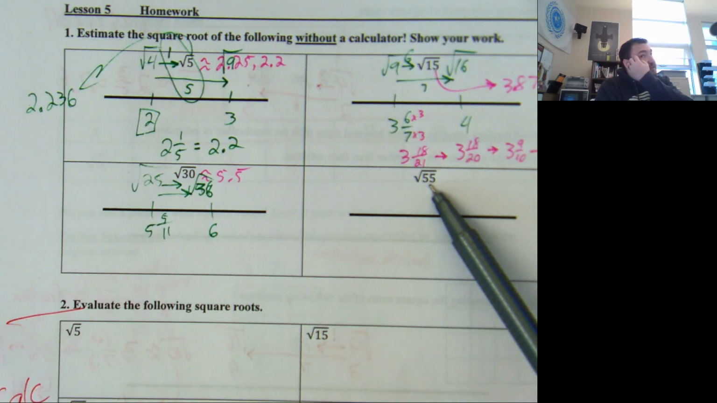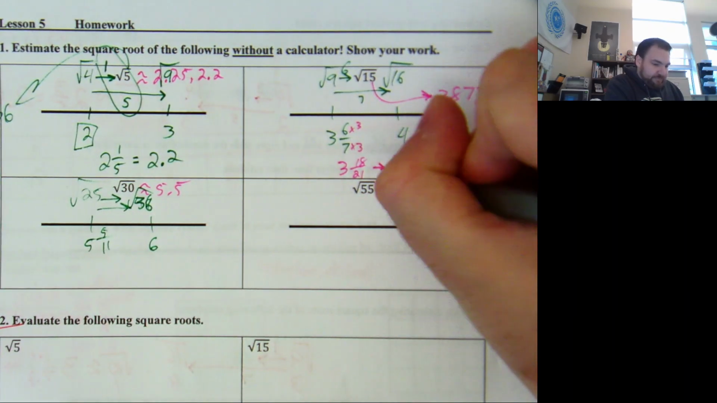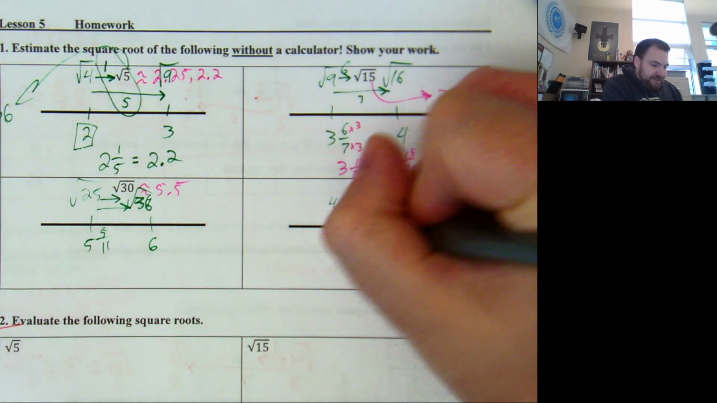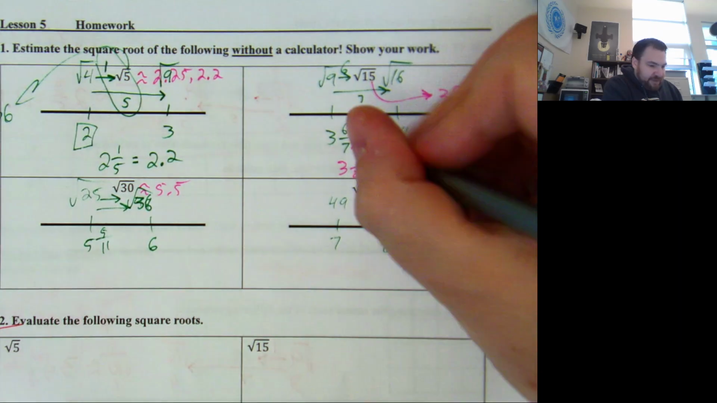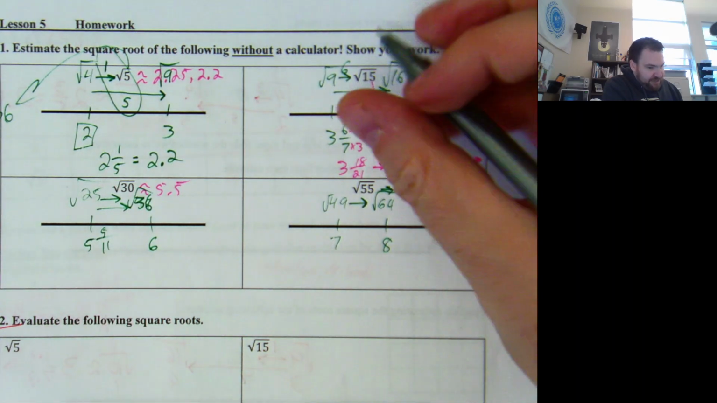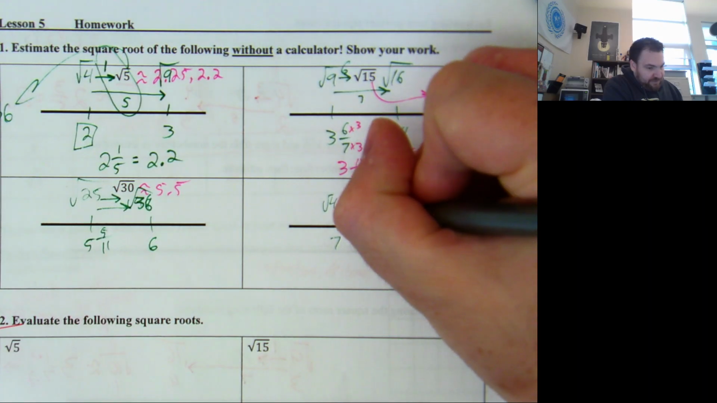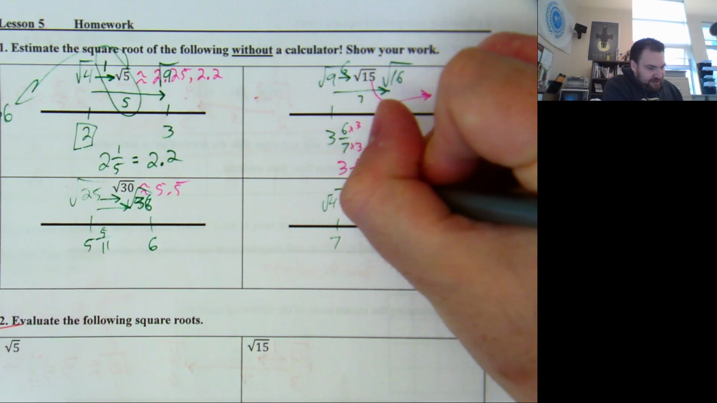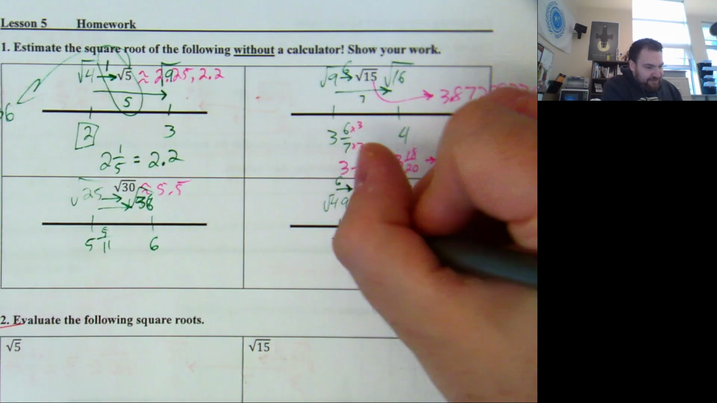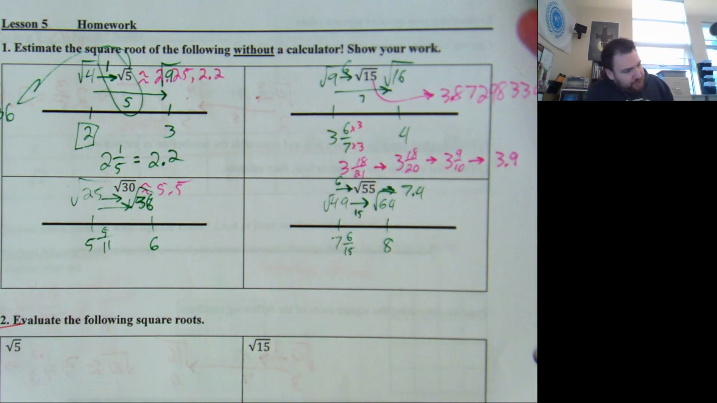Anyone get the root of 55? What was your estimate for this? 7.4. So 55 is between 49 and 64, so that's going to be between 7 and 8. This distance is 13. Is that right? No, or is it 15? 15. And this distance here is 6. So you did 7 and 6 over 15. Who was the voice I heard? Emma, was this you? Where did you go from this point?